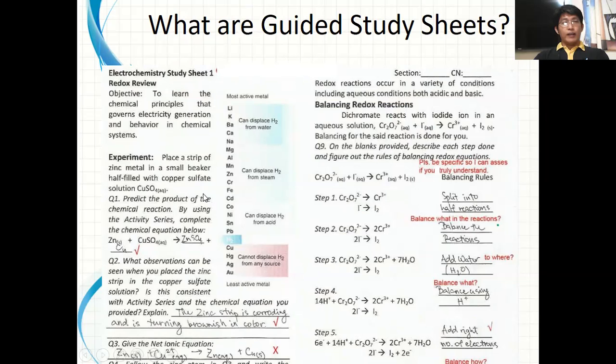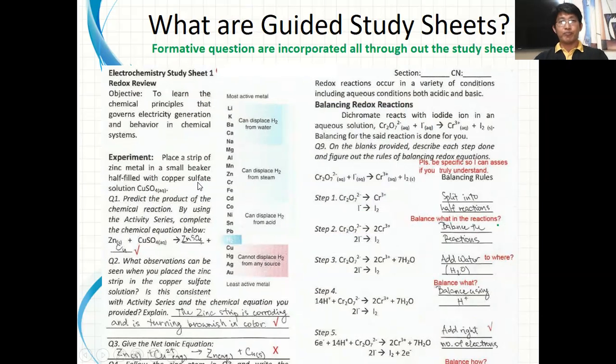Okay, so in this study sheet, right after that experiment, there are questions here. So the first question is, predict the product of the chemical reaction by using the activity series, and complete the chemical equation below. So this is just a review, so they're supposed to know how to use the activity series, and they're supposed to know how to balance reactions. So meron na rin siyang review, meron siyang questions agad, formative questions that will tap their knowledge. So in study sheets, meron kang formative questions that are incorporated all throughout the study sheet.